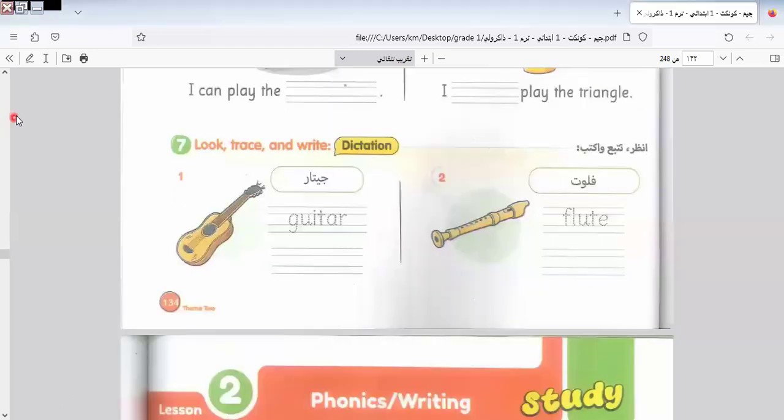Here is guitar and flute. Here is guitar, written like this. This is called guitar. And here is flute.